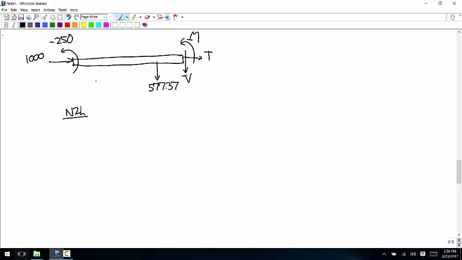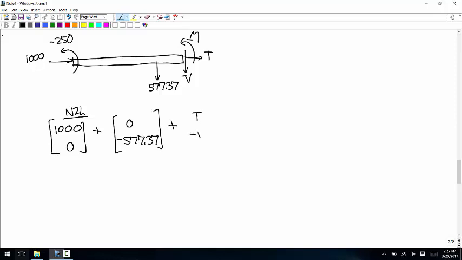And then Newton's second law says 1,000 zero plus zero negative 577.37 plus T negative V.